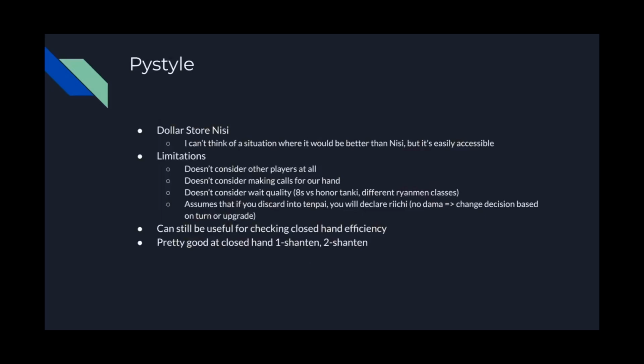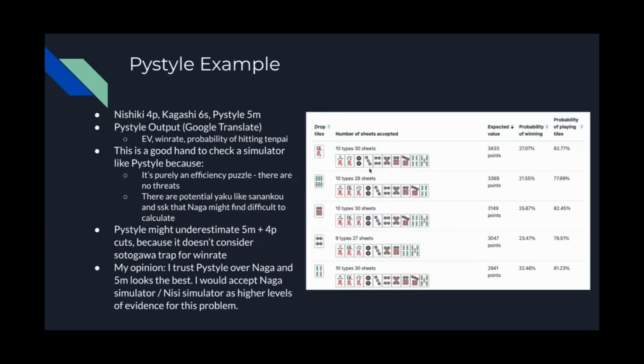And also, it can't consider Chitoi, which I should have put in this slide, because it is relevant to what we do. It can't consider Chitoi and normal hand at the same time. But I think it can still be very useful for checking closed hand efficiency. And I think it's pretty good at closed hand 1 Shanten and 2 Shanten decisions. So let's look at what Pystyle does.